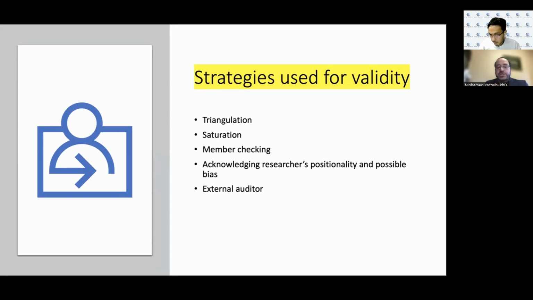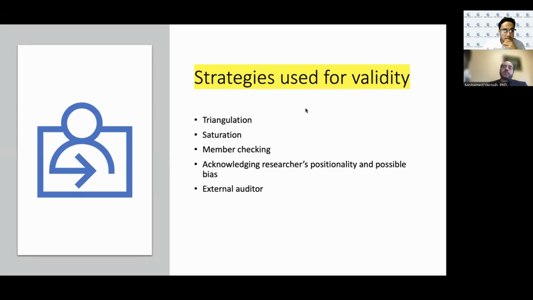Saturation. What is saturation? From the word saturate, when you have enough. You do an interview with someone and she would give you the answers, and you would do it with another person, a third person, and a fourth person, and you feel that the answers start to be the same, repeating the same things over and over again. So now you say, okay, I have reached saturation.